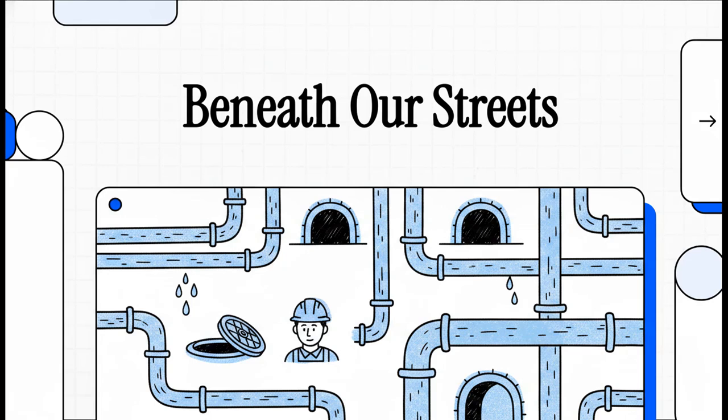Right now, under our feet, there's this vast, hidden world, a super complex network of pipes and tunnels. It's basically the circulatory system for our cities, a total marvel of engineering that's quietly making our modern lives possible. So today, we're going to pull back that manhole cover and take a look inside.